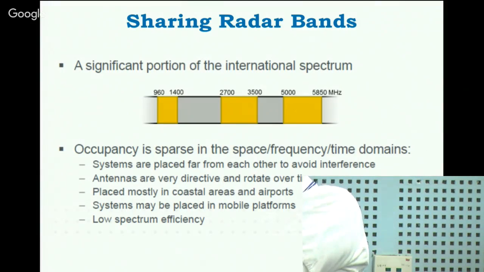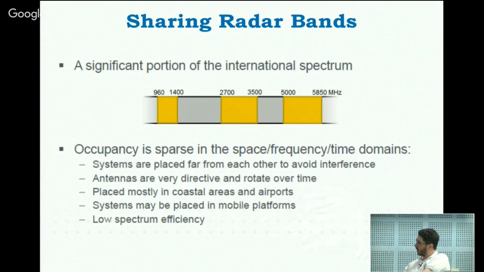Other characteristics: there are a few kinds of radars, but mostly you see them in coastal areas and airports, right? They're tracking ships, planes, and even for defense. Especially for a country like India, the border is pretty much water, so you do have a lot of radars along the coastlines, and also for commercial navigation. Some of them, though, might be placed on mobile platforms.